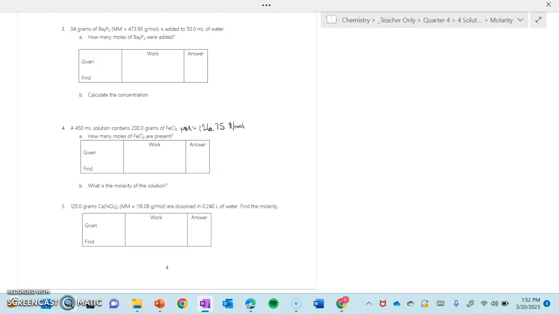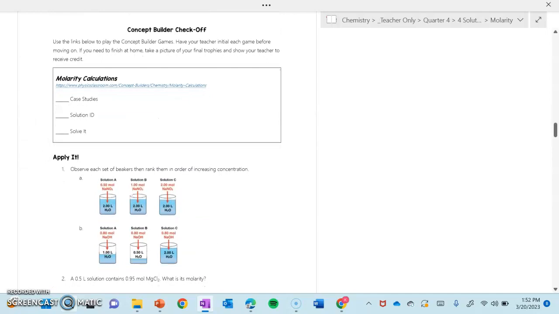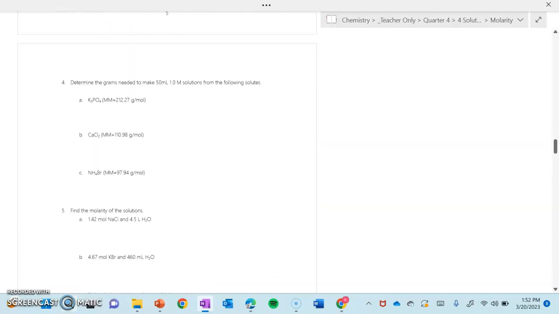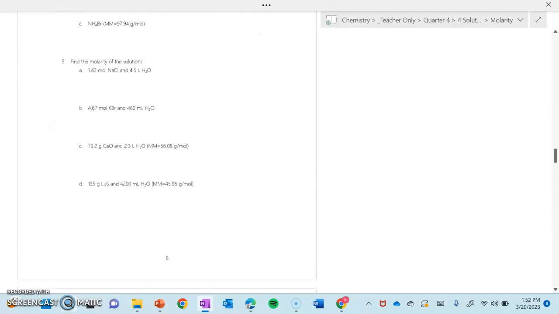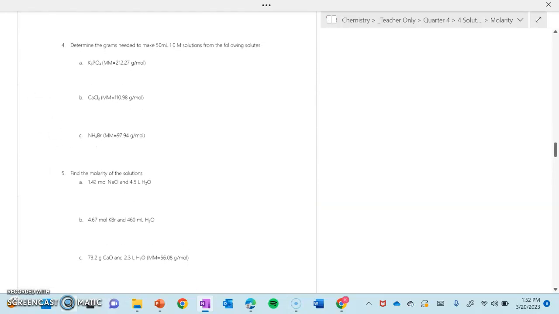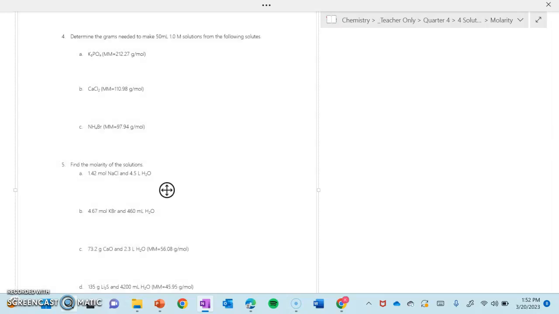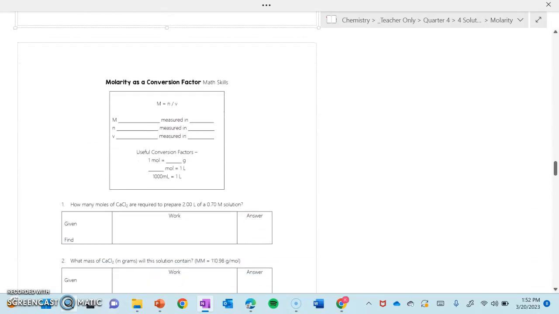Okay? So that should have you all set for today. Tomorrow you're looking at a computer concept builder with concentration and some practice problems, again finding the molarity, determining the grams as needed using molar mass, and see they're all provided there for you to help you find molarity.